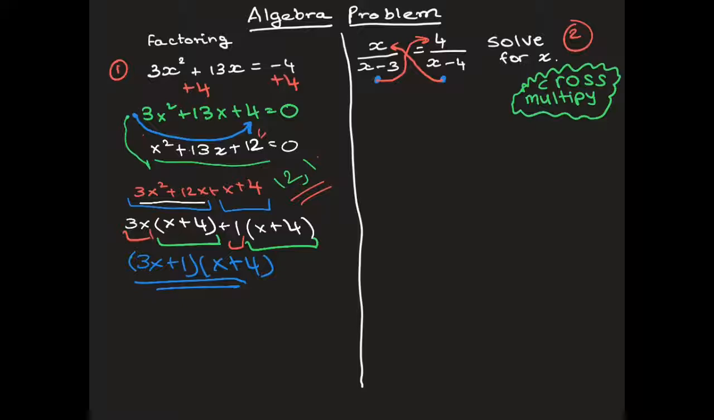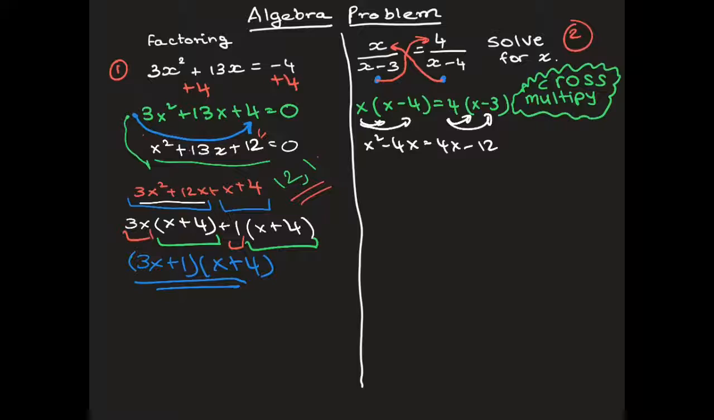Now we have to set these two equal to each other. So we've got x times x minus 4 is equal to 4 times x minus 3. So now let's just go ahead and expand it. x times x is x squared, x times negative 4 is minus 4x, is equal to 4 times x is 4x, 4 times negative 3 is minus 12.